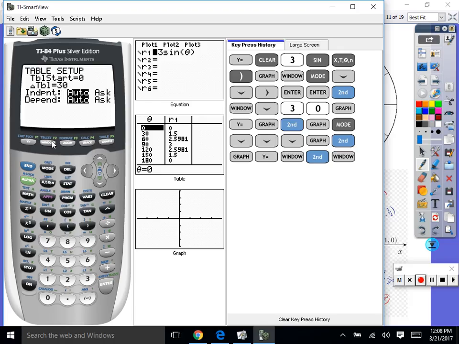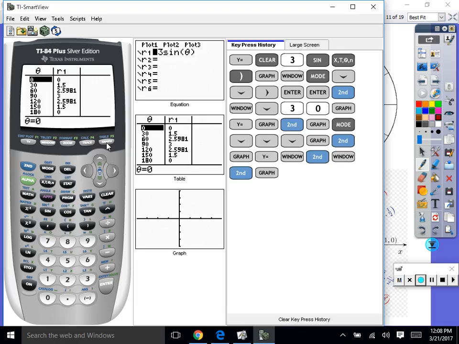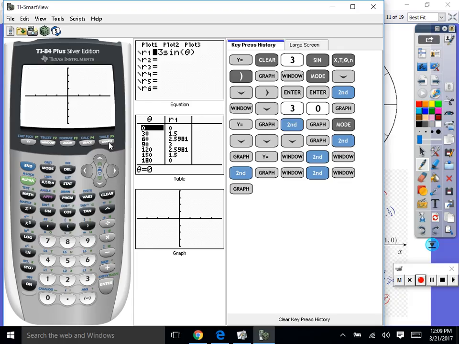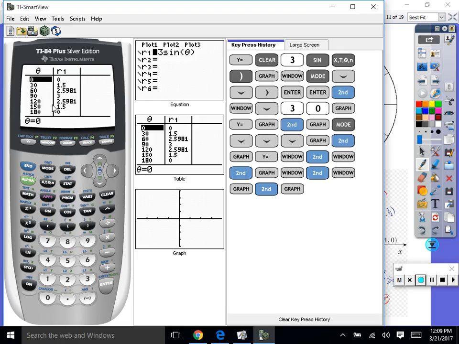So hit second window. Second table. Then 0 and 30, just so that our degrees are working in increments of 30 degrees. Okay, so now you can see what your graph is doing, and then once you get to 150, and so on.